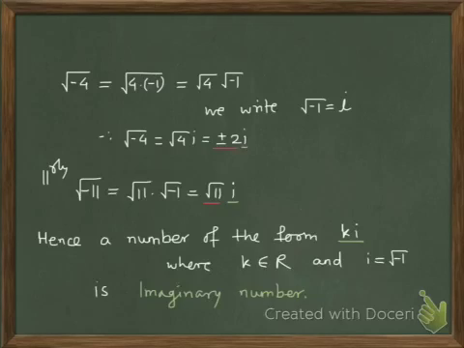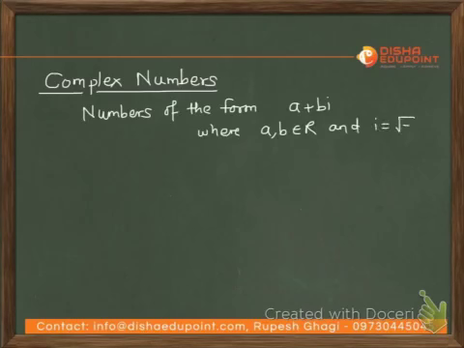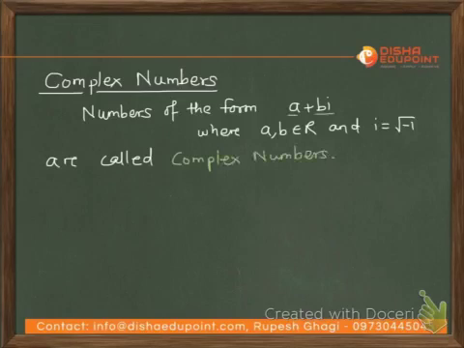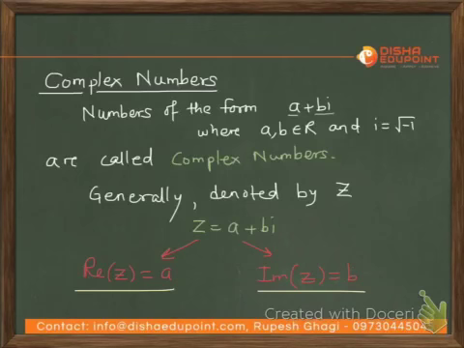Now let's move towards complex numbers. Numbers of the form a plus bi, where a and b belong to reals and i is equal to under root of minus 1, are called complex numbers. Generally, complex numbers are denoted by small letter z. Now here z is equal to a plus bi, then we say that the real part of z is equal to a and the imaginary part of z is equal to b.